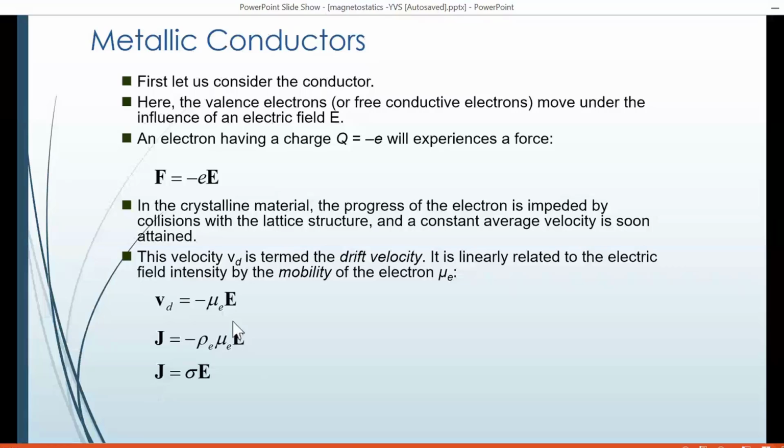J is equal to sigma into E, where sigma is minus rho e into mu e. This equation we are going to use many times in the next chapters also. So J is the current density, and sigma is the conductivity of the material.